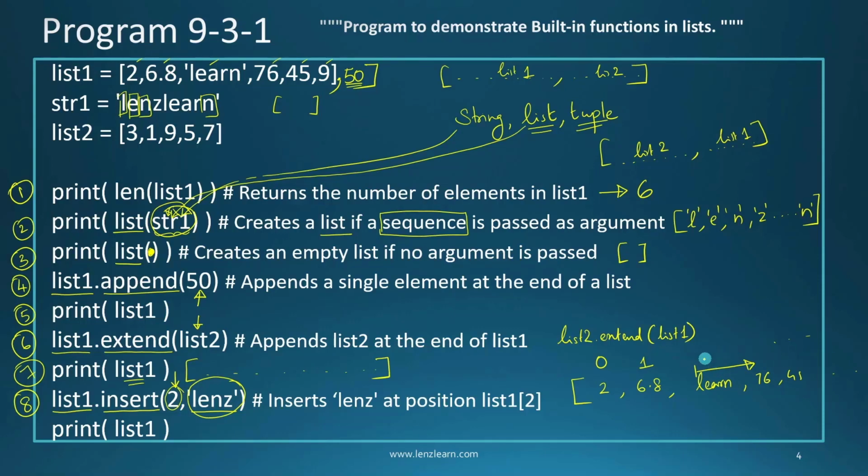So now 2 will be available here, and learn will now come under index 3, 76 will be index 4, 45 will be index 5, and at position 2 it will enter the new word lens. That is why I told you, starting from learn, every element will be moved one position to the right, and at position 2 the new word will be inserted. After that, if you print list 1, you can see lens is added as the third element in the list. Now let us run the program.